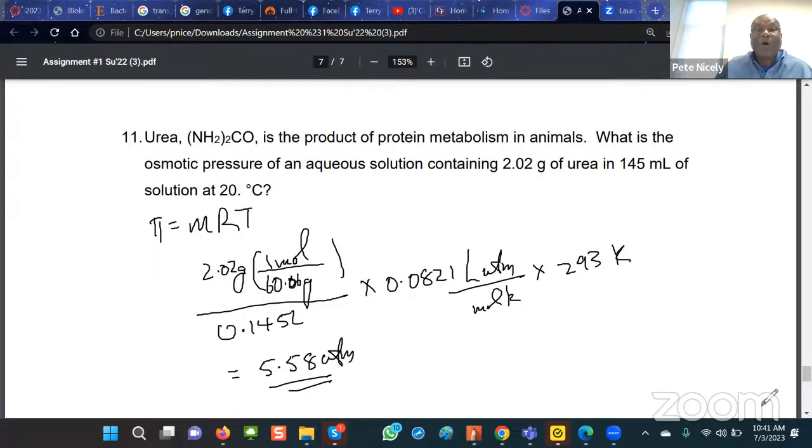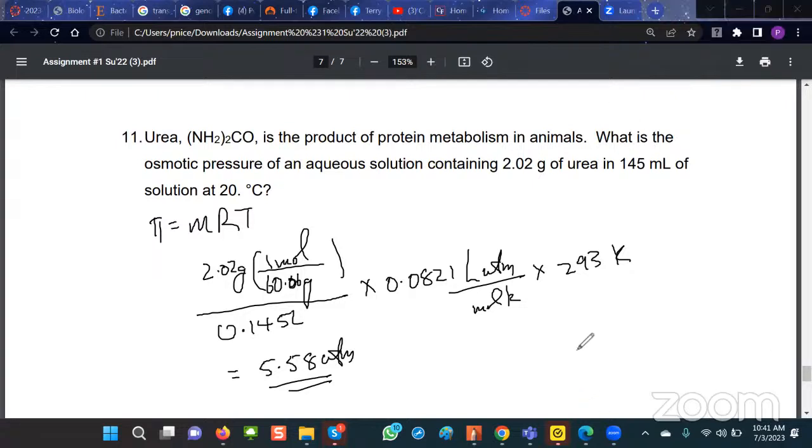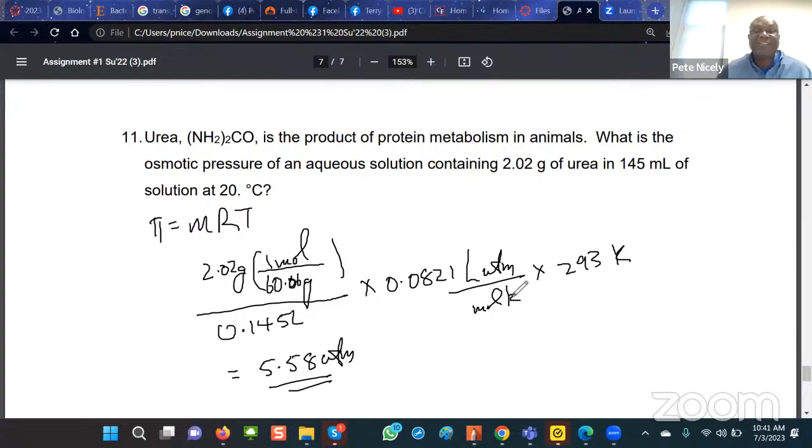Any questions? What do you have under the 0.0821 liters atmosphere? What does that say? Oh, the units. So this is Kelvin and this is moles, right? The grams will cancel out here and here. The moles will cancel out here and here. The Kelvin will cancel out here and here. And the liters will cancel out here and here. So the only unit remaining would be the atmosphere unit in the end.